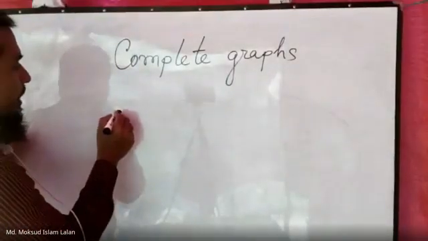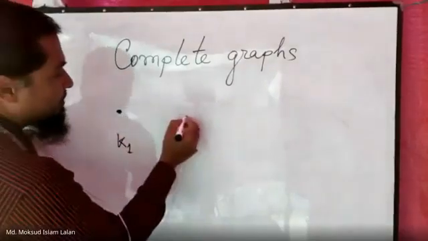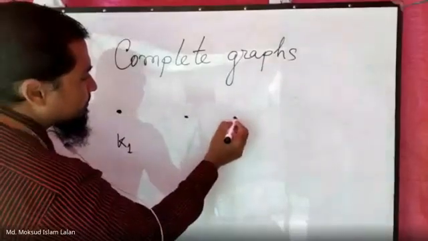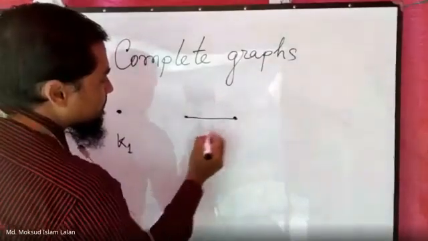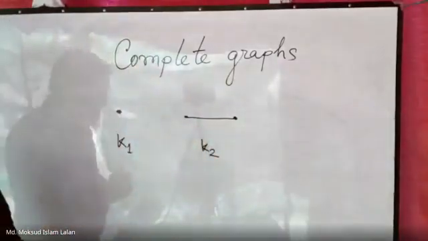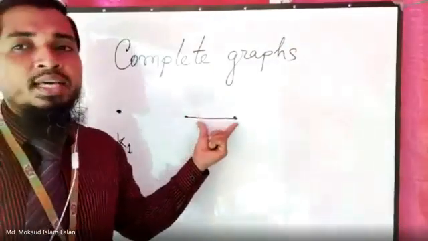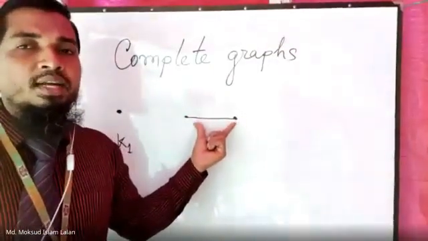As like K1, if I write K1, this is one vertex, right? If I write K2, this is K2. Can I say K2? Yes, sir. Two vertices, because there are two vertices, and they have exactly one edge, right? Yes, sir.